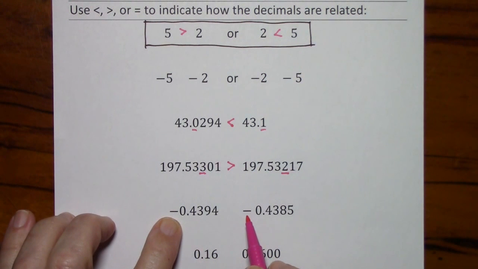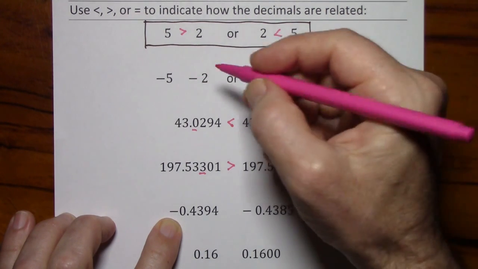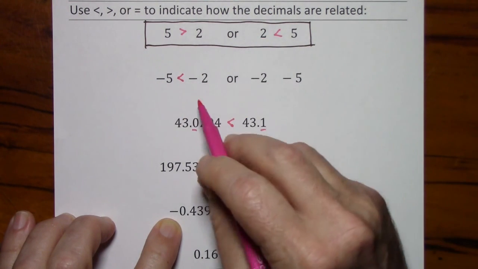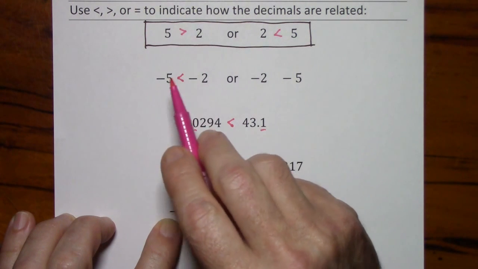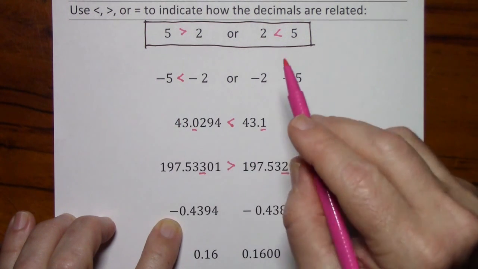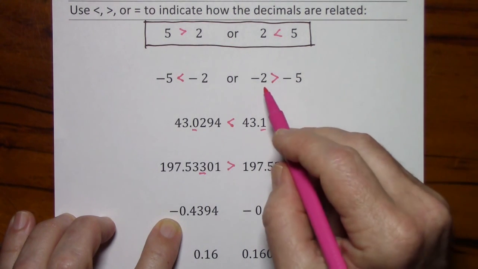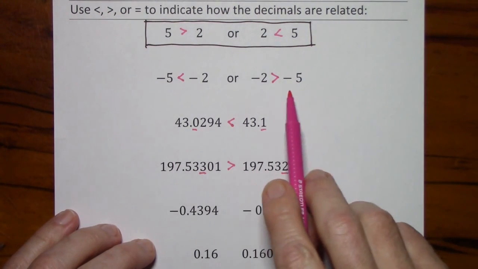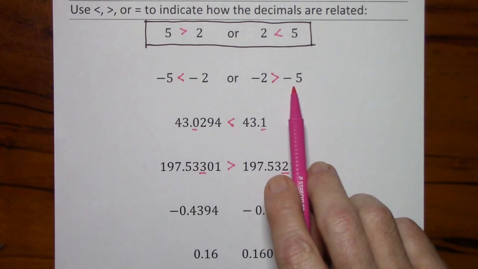Now when both signs are negative, you actually have to flip these inequality signs, because a negative 2 is actually greater than a negative 5. You can think of it as, I'd rather be $2 in debt than $5 in debt. And again over here, negative 2 is greater than negative 5. If you think of this on the number line, a negative 2 is closer to 0 than a negative 5.